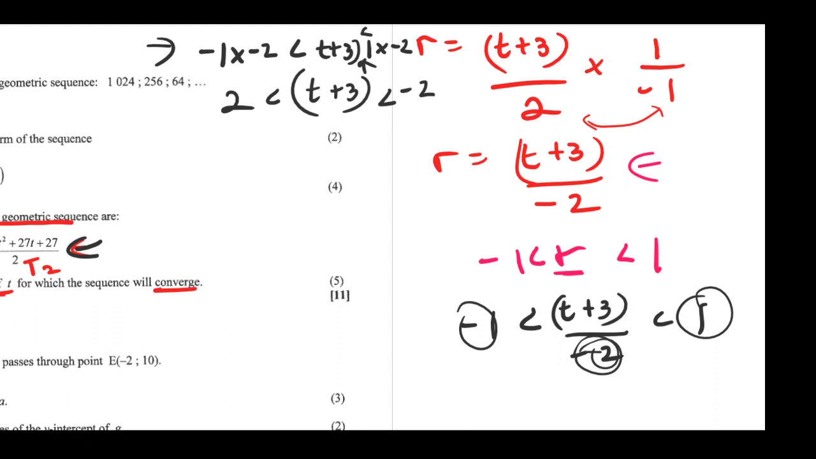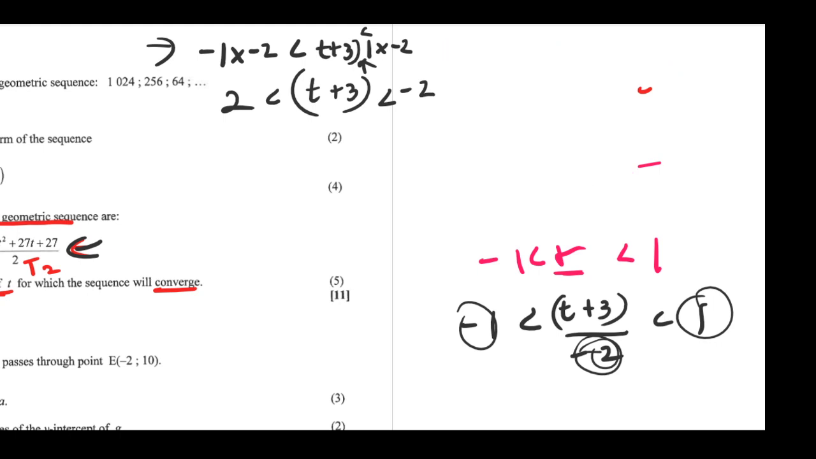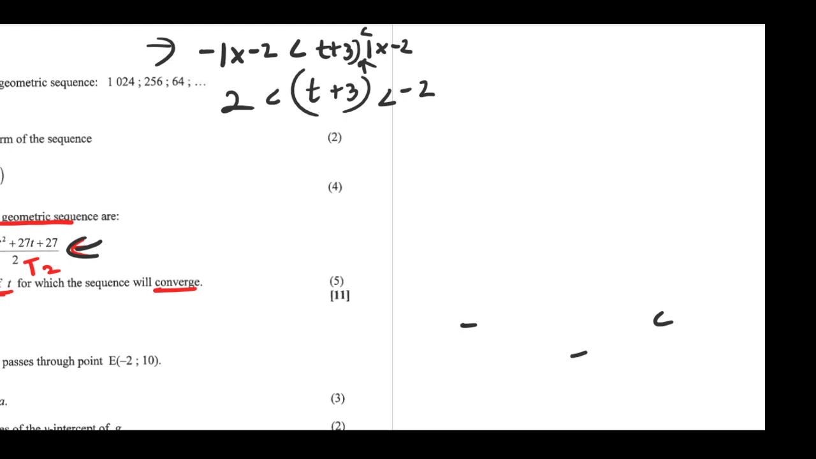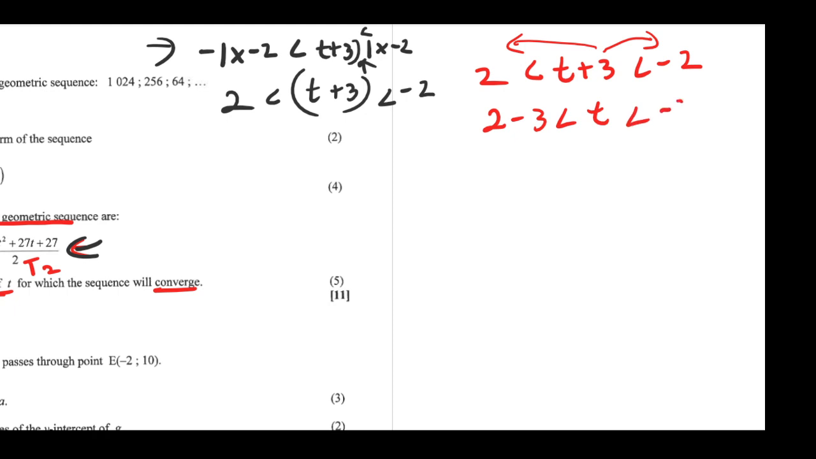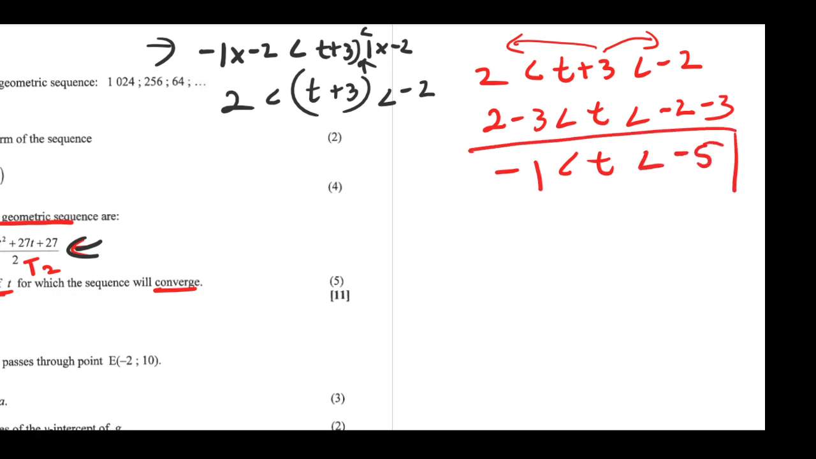Now we're just going to transpose the 3 on both sides. Let me just write it properly here. I hope you guys are enjoying this problem. It looks interesting, right? So it's t plus 3, and then you transpose 3 that side and also that side. So you have 2 minus 3 less than t less than minus 2 minus 3, and then you have t which lies between minus 1 here, and then here it's minus 5. So this is your solution of t. t must lie between minus 1 and minus 5, right? That is the solution of this problem here.